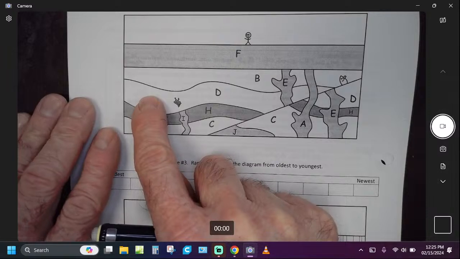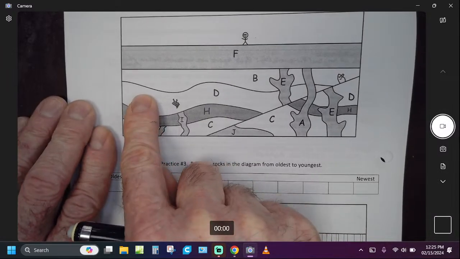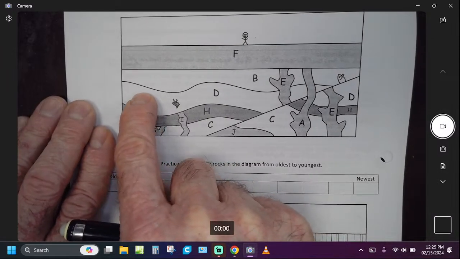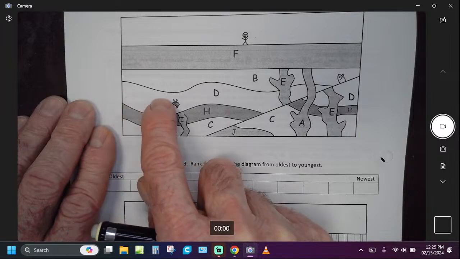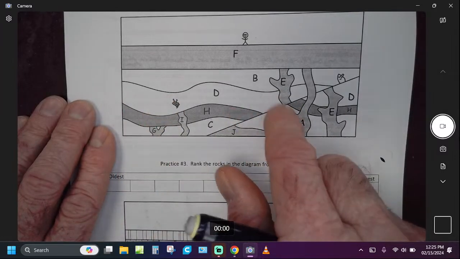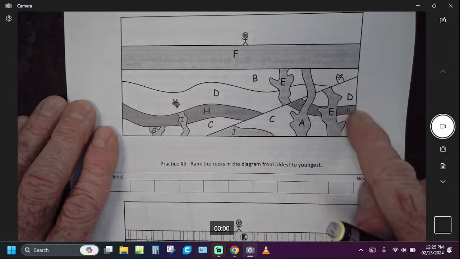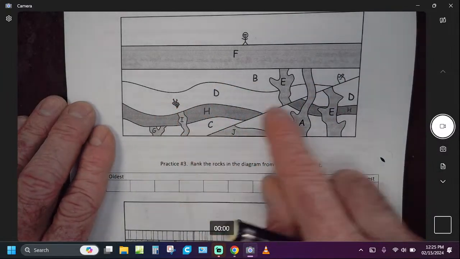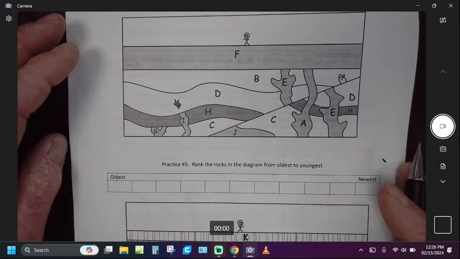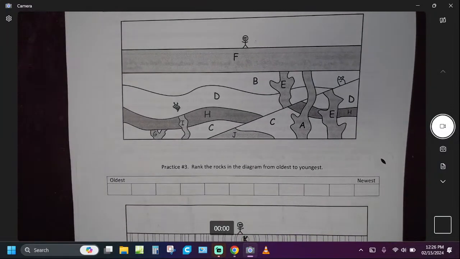The other ones, I'm going to use a term that some of you have heard. Remember metamorphic rock? Metamorphic is what happens if you take sedimentary rock or igneous and you squish it. So all these layers that are squiggly looking, those are metamorphic. Those have been squished. But that shouldn't really change your answers.